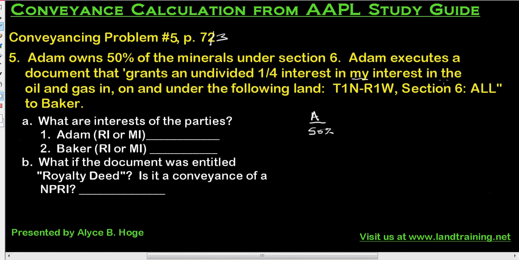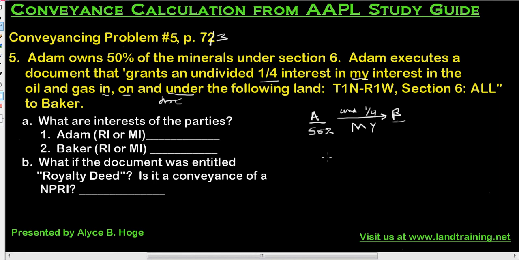And then it is in the oil, gas, in, on, and under. Whenever I see in, on, and under, I know that it's a conveyance of a mineral interest and not a royalty interest. If it was a royalty interest, it would have said produced and saved. So let's look again. Adam owns 50%, and he's going to grant an undivided 1/4 interest to B, undivided 1/4 interest in my interest.